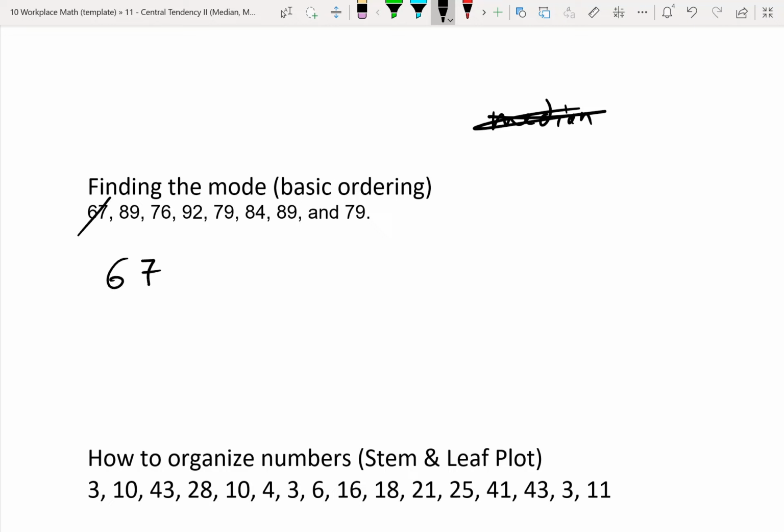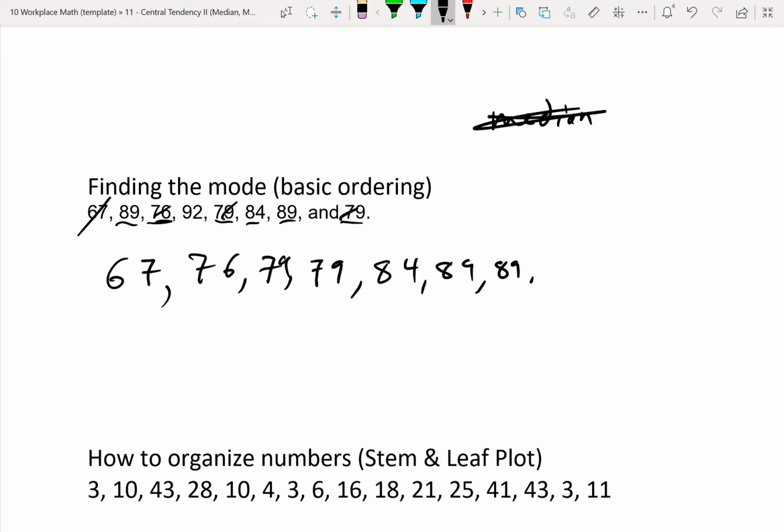Then I notice there are no more 6s, so I'm going to look for 7s next. I got a 76, 79, and 79, so I'm going to put my 76 and then my two 79s, and cross them out. There are no more 7s, so now we'll do the 8s. We got 89, 89, and 84. So 84 goes first, then the two 89s, and then cross those out. Now all that's left is 92, and now they're all in order.